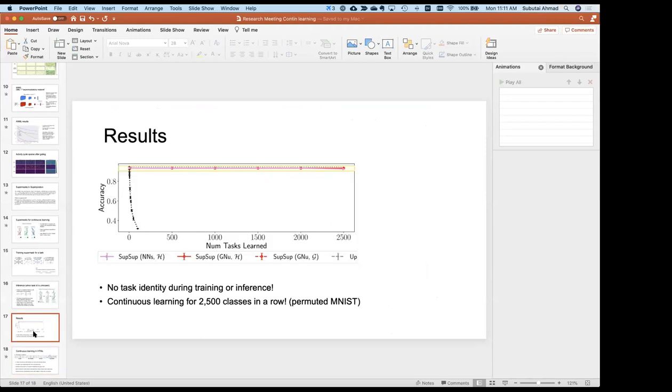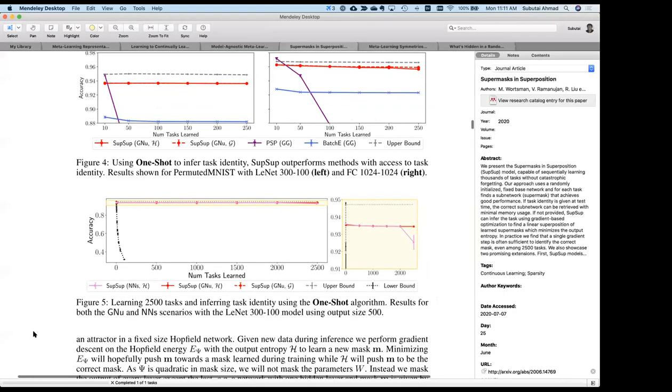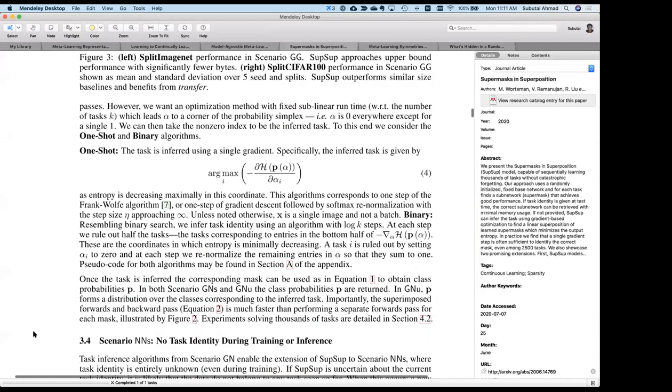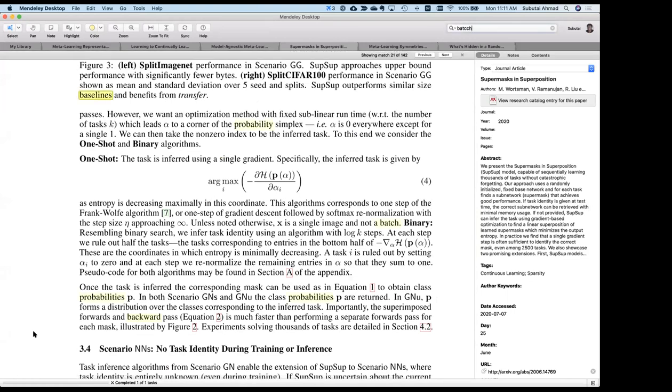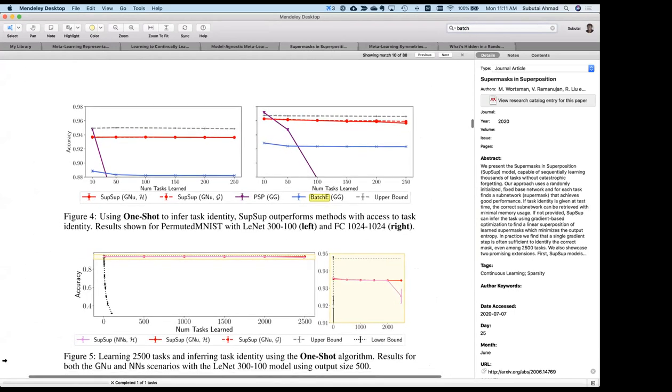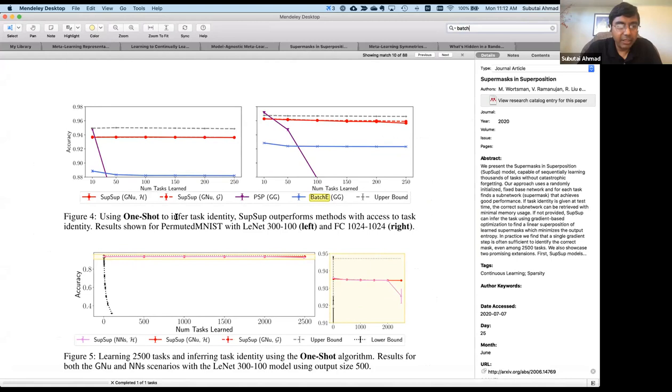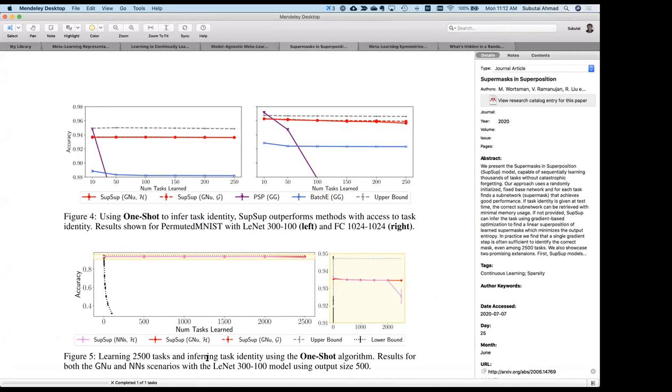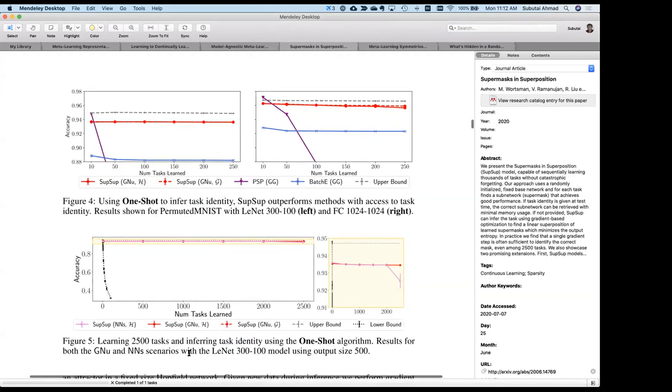Go ahead. They do a model called batch E. It's on some of the other plots. And I think the PSPF and the batch E are two comparisons there. The batch E, there's like a, yeah, that one. So I think this is during inference. Actually during training, they don't have task identity. Oh, I see. So that one, they don't have any. Okay. Yeah, I think so.